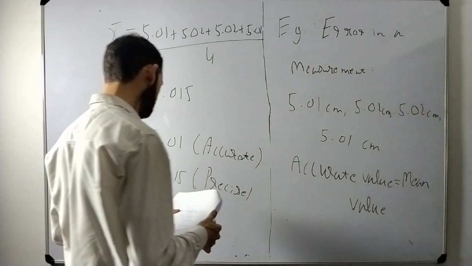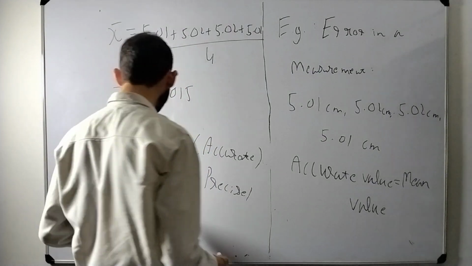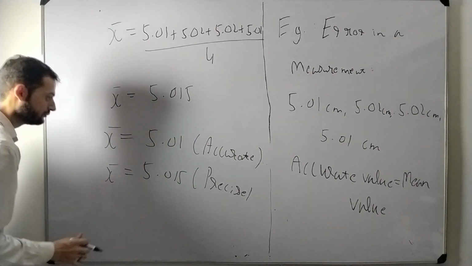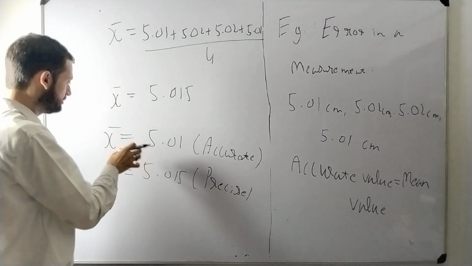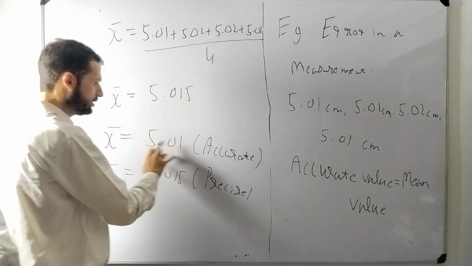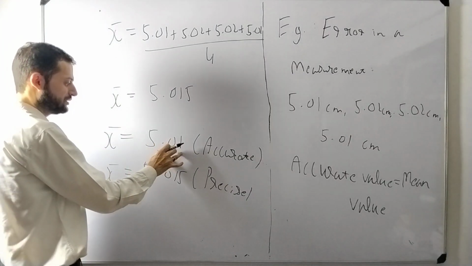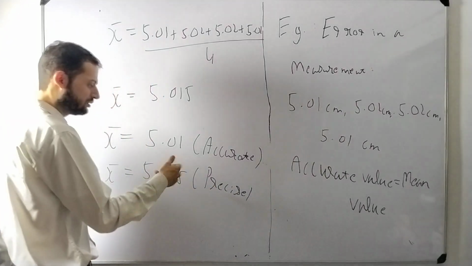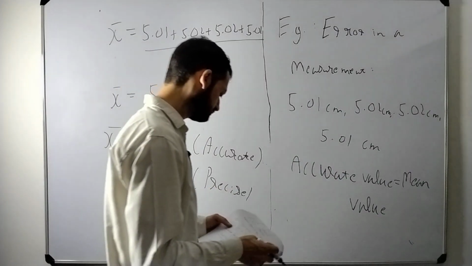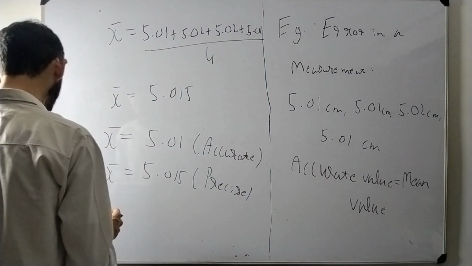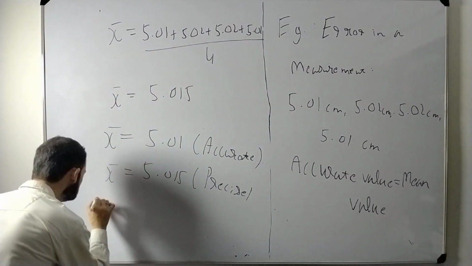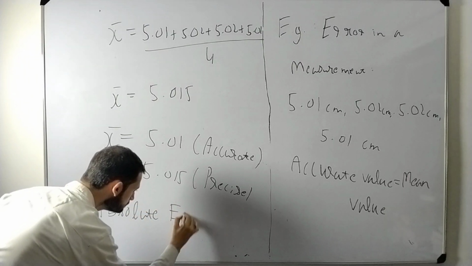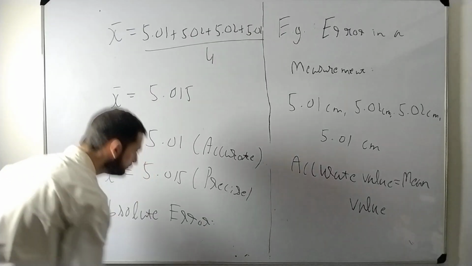Now we will discuss absolute error. In the mean value or accurate value you take till significant figures, and in the precise value you go as long as possible. Absolute error.